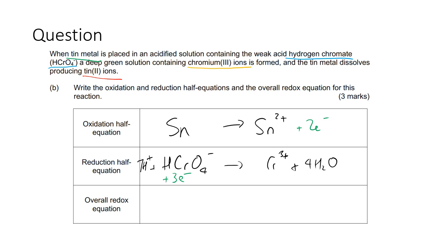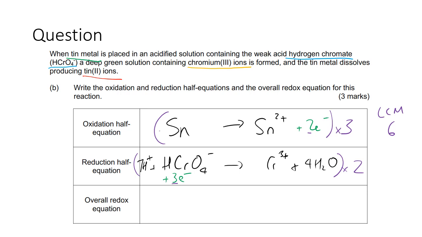All right, overall redox reaction. Remember, we've got to make sure that the number of electrons lost and gained are equal. First of all, we've got to work out the lowest common multiple of the coefficients of the electrons. Lowest common multiple of 2 and 3 is 6. So we need to multiply this one out by 3 to get to 6, and this one out by 2 to get to 6.